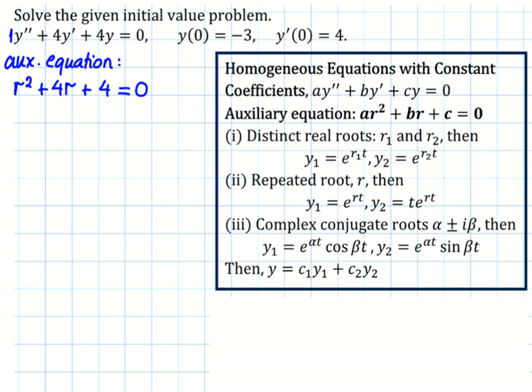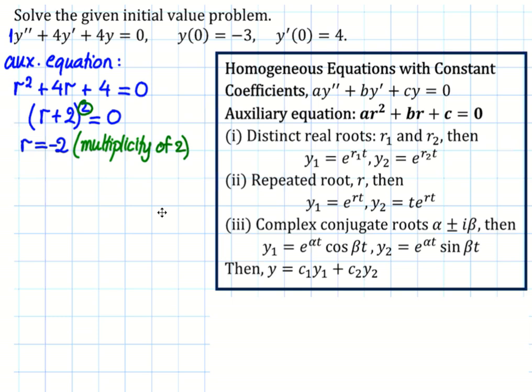And now we will solve for it. This is (r plus 2) squared equal to 0. So we have r equal to negative 2. Note that because we have the factor to the power of 2, this is a multiplicity of 2, or we say the repeated root.